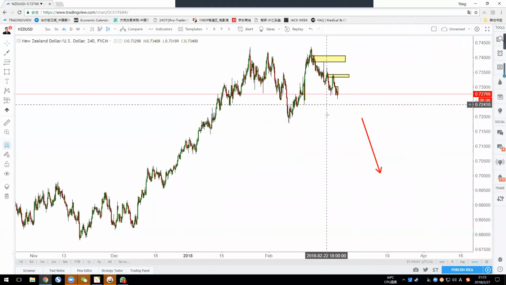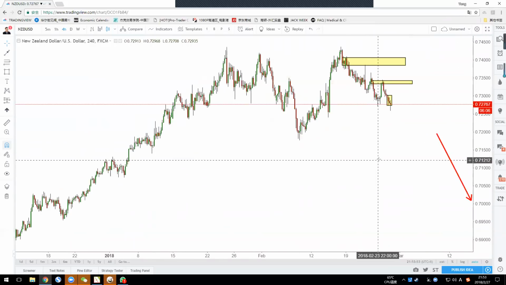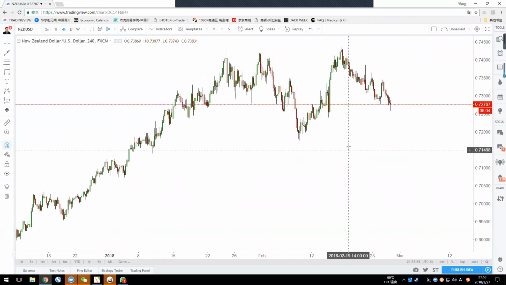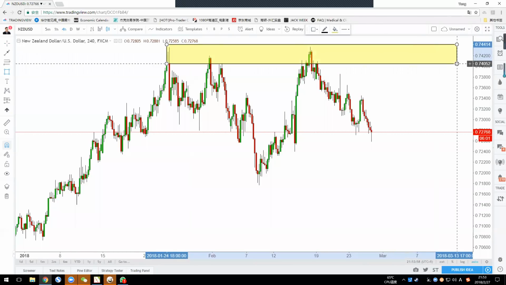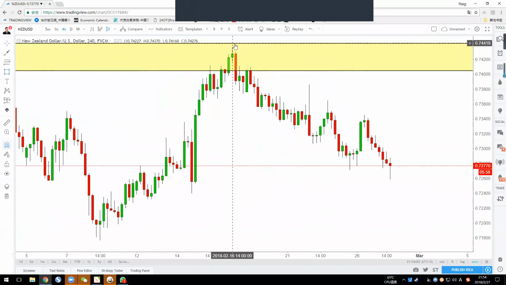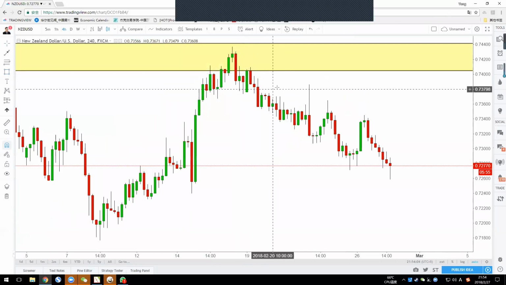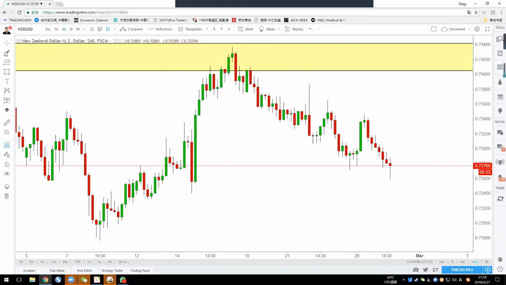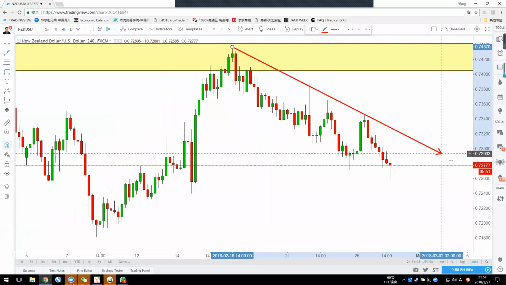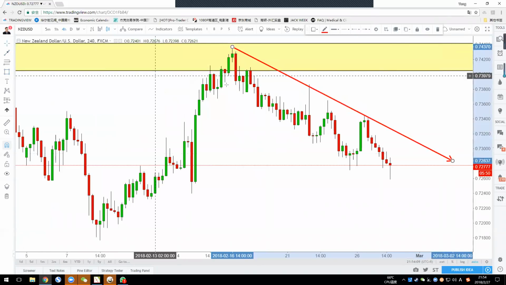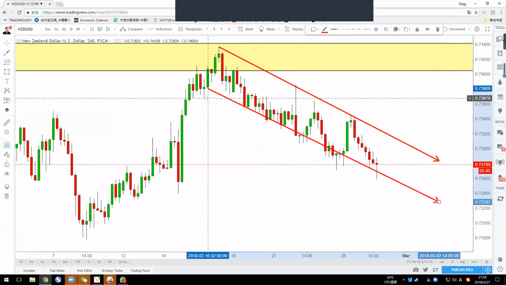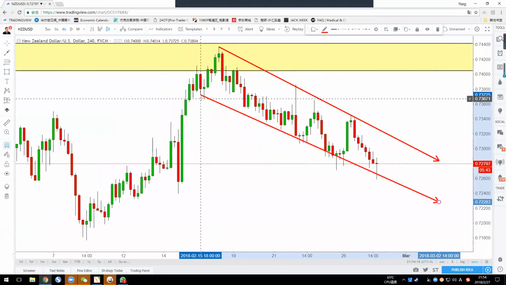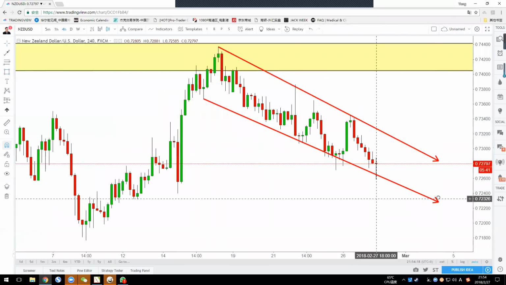Kiwi dollar, Kiwi short, because this place is very, very strong. Kiwi dollar has already made a reversal sign and then starts a bearish trend. You can see here the highs are getting lower, the lows are getting lower, right? The lows are getting lower, so you may just follow the channel and continue to move down.